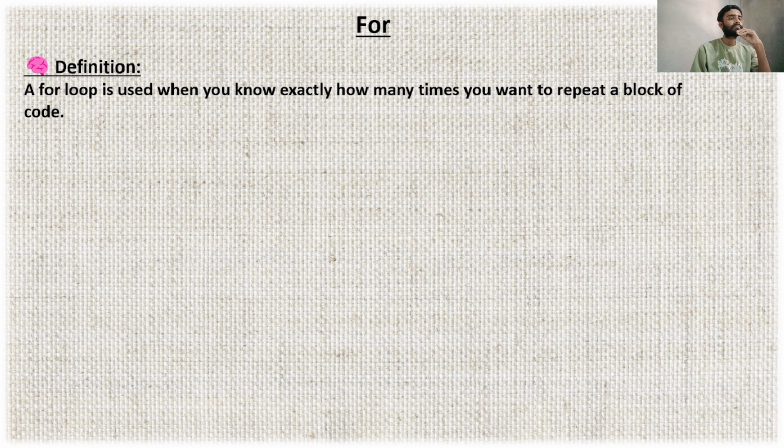Next, for. For is one of the basic types of loops. A for loop is used when we know exactly how many times we want to execute the block. That means the stopping condition is known. Let's first see the definition. A for loop is a loop which is used when you know exactly how many times you want to repeat a block of code. I have explained that. That means I exactly know how many times. Suppose I have to execute the block of code 5 times.